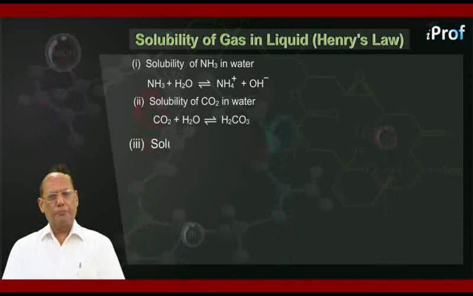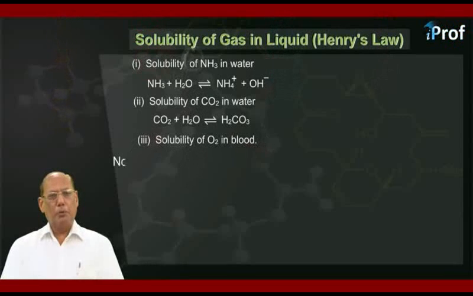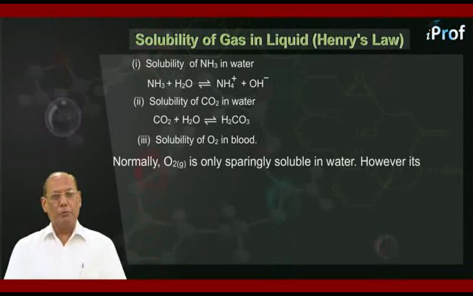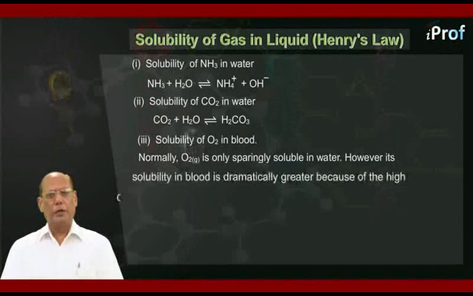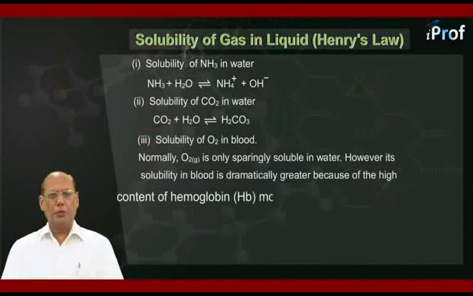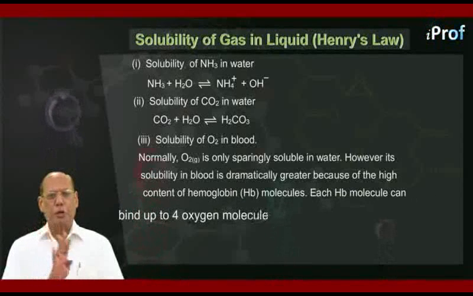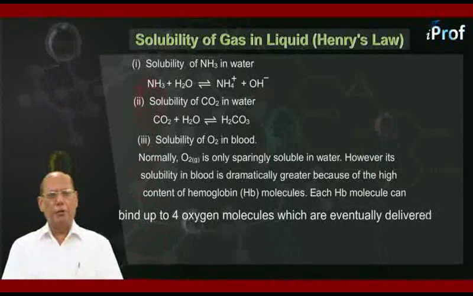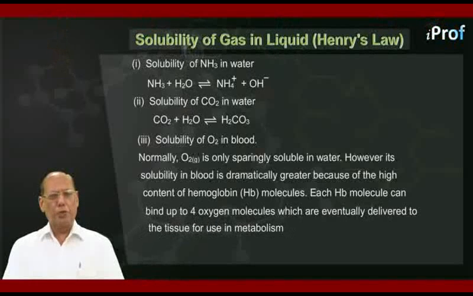The third exception is about the solubility of oxygen in blood. Normally, oxygen gas is only sparingly soluble in water. However, its solubility in blood is dramatically greater because of the high content of hemoglobin, Hb, molecules. Each Hb molecule can bind up to 4 oxygen molecules, which are eventually delivered to the tissues for use in metabolism. According to the equation, Hb + 4O2 ⇌ Hb(O2)4.